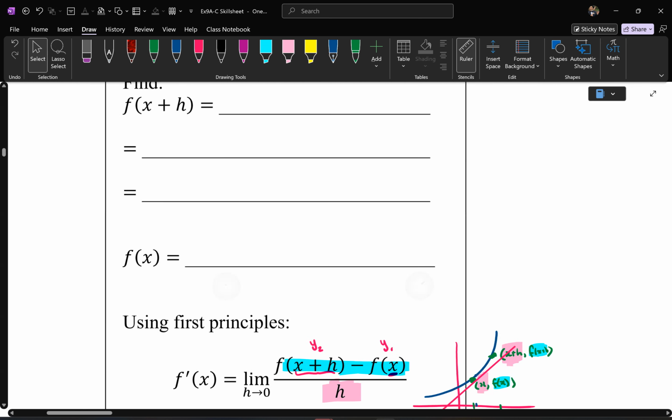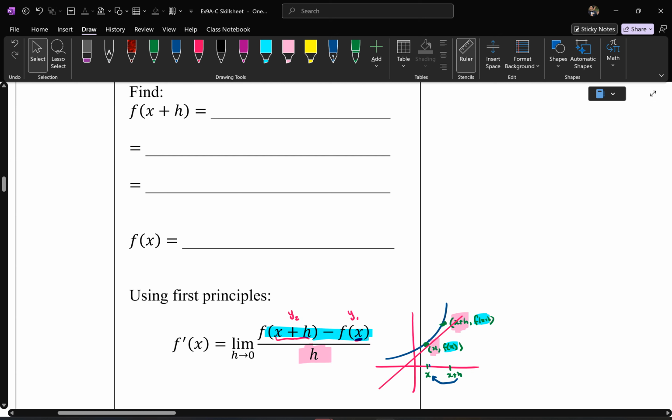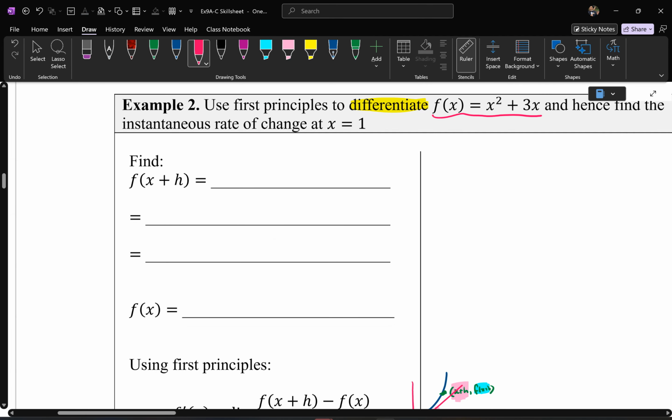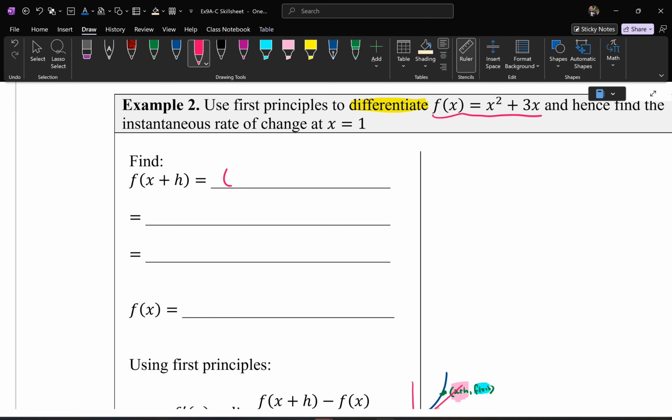So to apply the formula, it means that you need f of x plus h, and you need f of x, and then you can simplify it. So here we go. Here's your formula. F of x is x squared plus 3x. So if you're trying to find f of x plus h, you're substituting x plus h in. So you get x plus h squared plus 3 times x plus h.